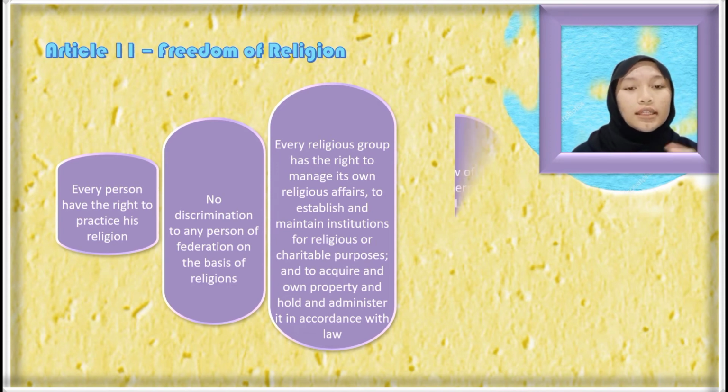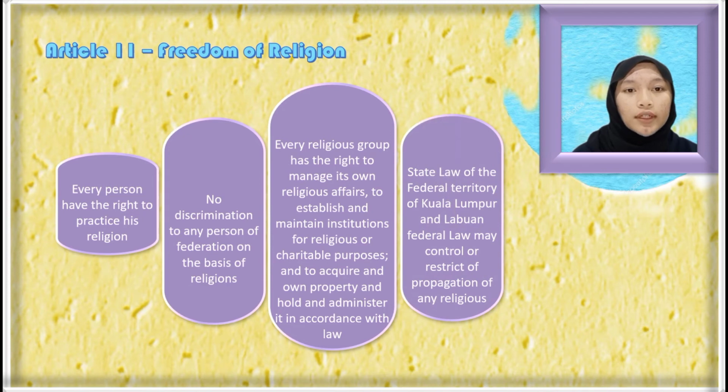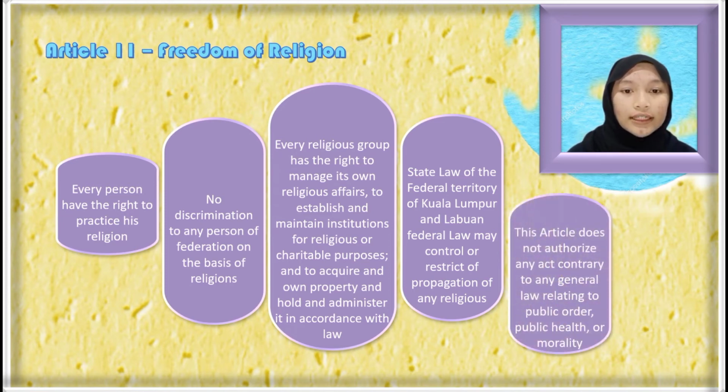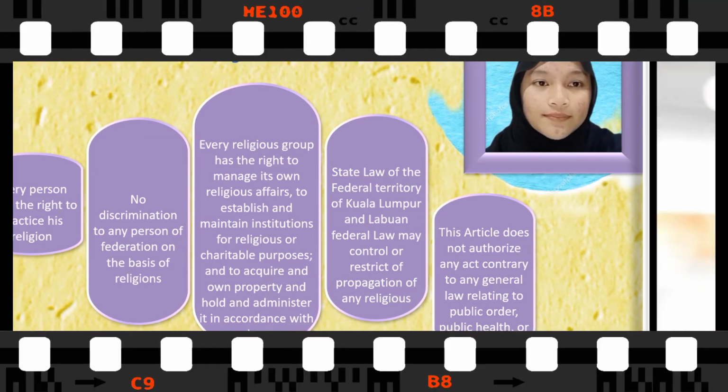Fourth, state law, and in respect of the federal territories of Kuala Lumpur and Labuan, federal law, may control or restrict the propagation of any religious doctrine or belief among persons professing the religion of Islam. And the fifth is that this article does not authorize any act contrary to any general law relating to public order, public health, or morality.